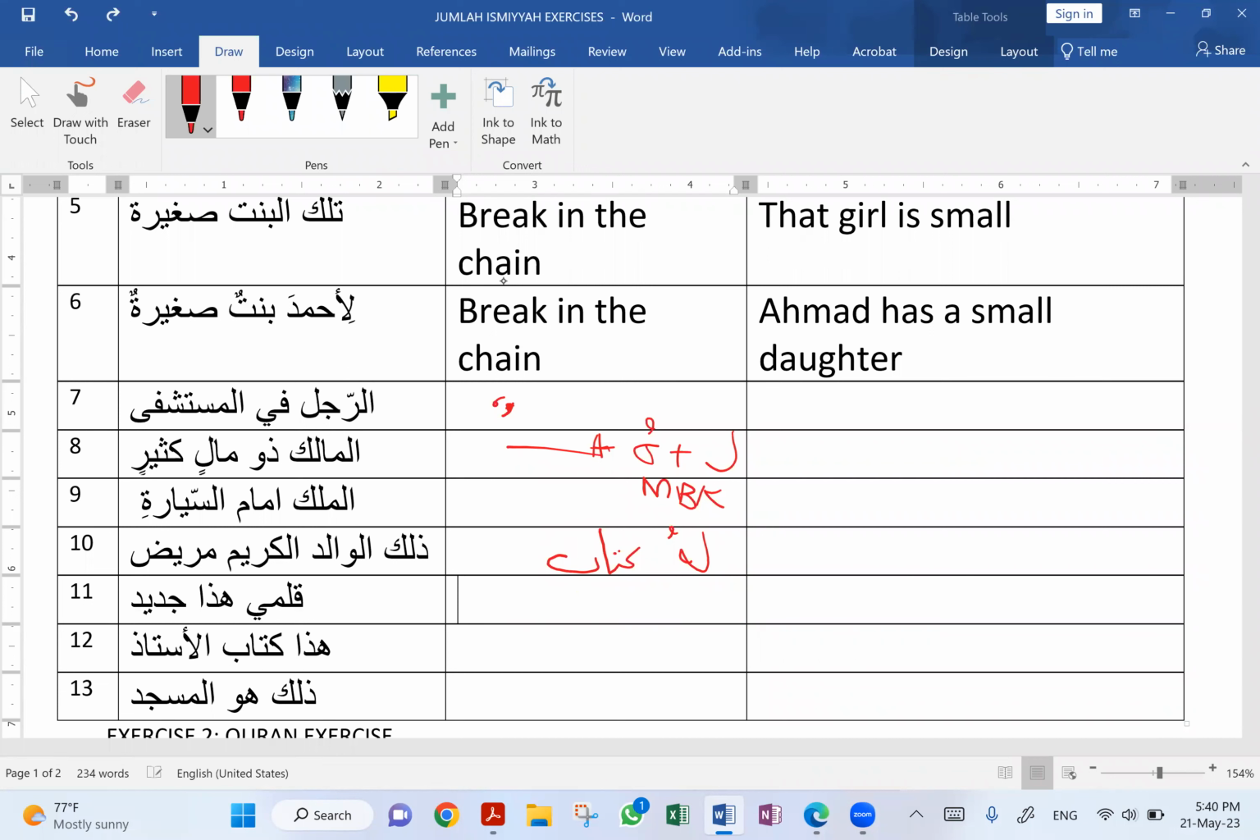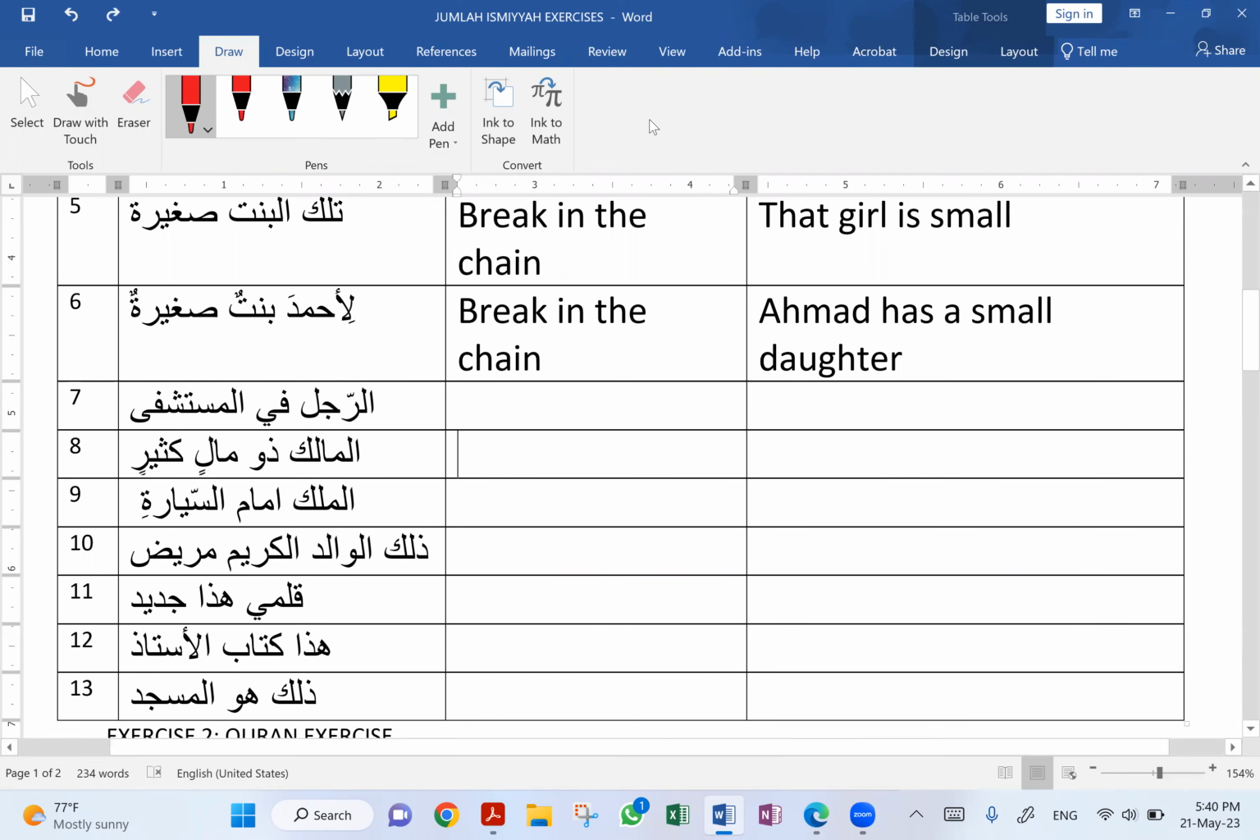So now I'm going to give you an example. Lahunna masjidun. Them ladies have a masjid. Yes, that's correct. But I want her to do it. She has to do it. Okay, I'll give you another one.